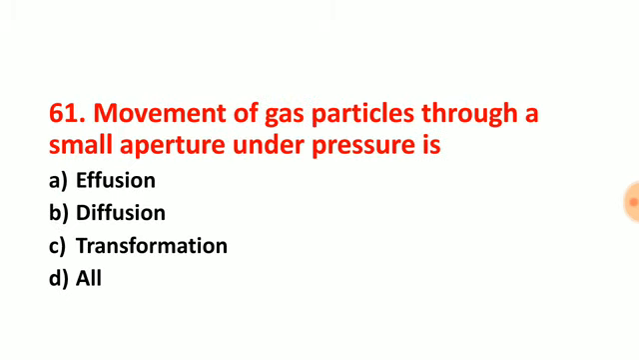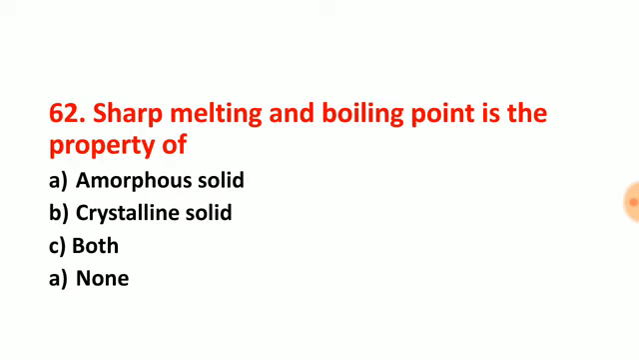Question number 61. Movement of gas particles through a small aperture under pressure is called effusion. Effusion is the process of movement of gas molecules through a very small hole, a very small aperture. Question number 62. Sharp melting and boiling point is the property of crystalline solids. In crystals they have fixed geometrical shape and size, and their melting and boiling points are sharp. We have fixed melting and boiling points.